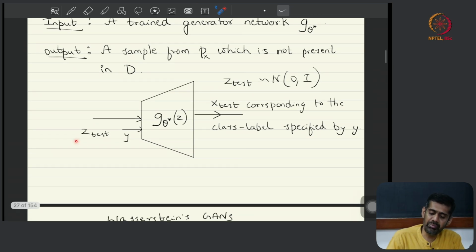What do you do? You sample from the arbitrary random variable and pass it through the trained G theta network. If you want conditioning, you also give that conditioning variable that is needed, and it can be a one hot label corresponding to that particular class, or it can be a textual embedding as well. What you get is the sample corresponding to that particular class label or the textual embedding, and if you have trained it well, then it should match with the distribution pH. That's the idea.